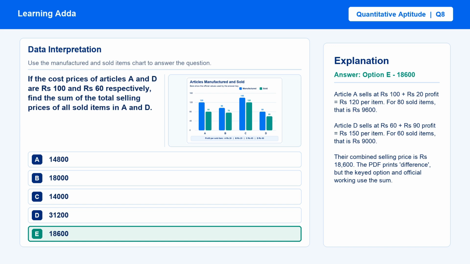Article D sells at rupees 60 plus rupees 90 profit, which is equal to rupees 150 per item. For 60 sold items, that is rupees 9,000. Their combined selling price is rupees 18,600. The PDF prints difference, but the keyed option and official working use the sum.